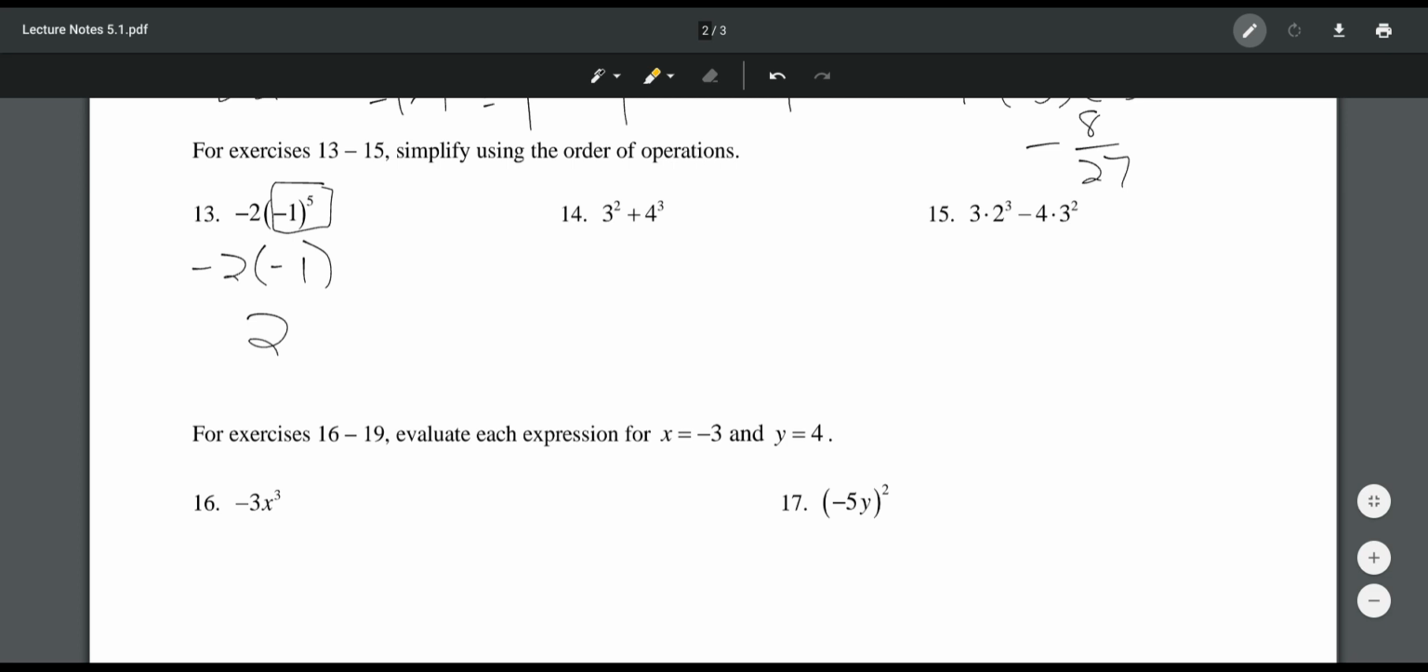Here I take care of both exponents. So 3 squared is 9, and 4 to the 3rd power, I apologize, is 64. When you add those together, you get a grand total of 73. Now we have a lot of stuff going on in number 15, but first we have to deal with the exponents. So 2 to the 3rd becomes an 8, and 3 squared becomes a 9. Remember, you multiply before you subtract. So 24 minus 36, and that gives me -12.